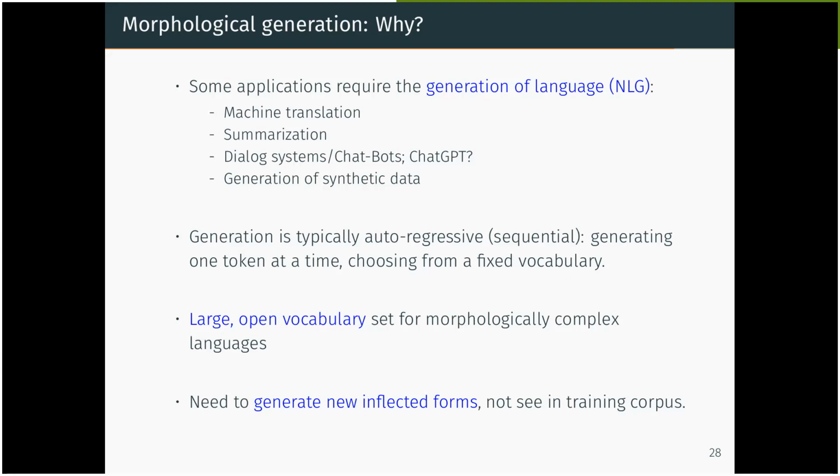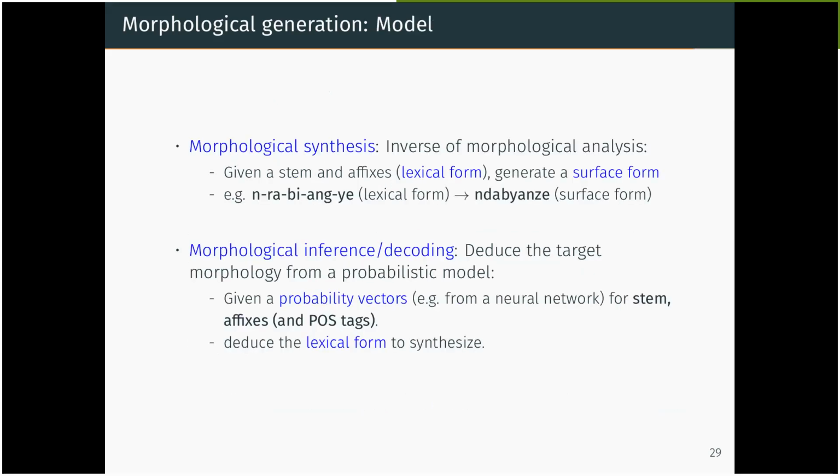And so how do you decode that into the actual word? This is the problem of morphological inference or decoding. And then when you decode the probability vector into affixes and stem, you still need to use the morphological synthesizer to be able to combine the morphemes to form words. So, for example, you have this analysis: N, Ra, B, Ang, Ye.